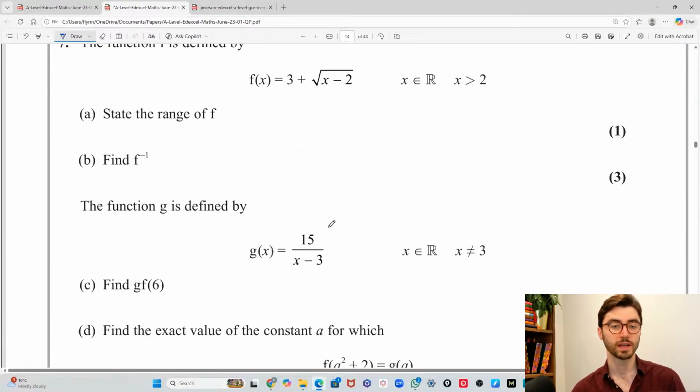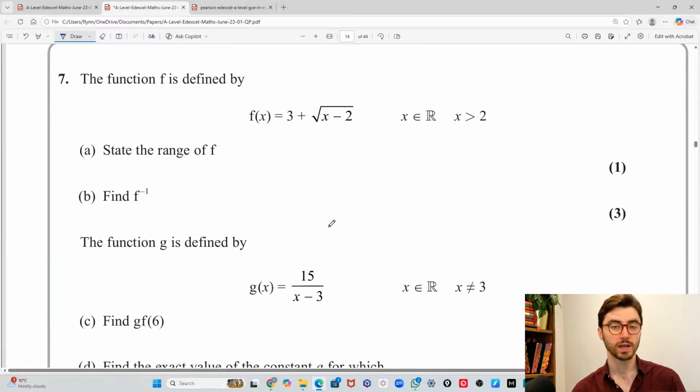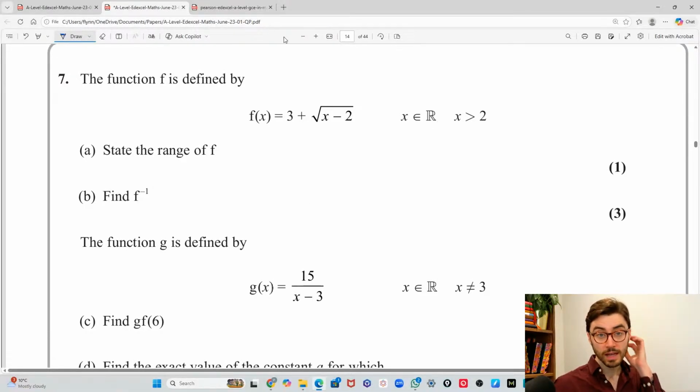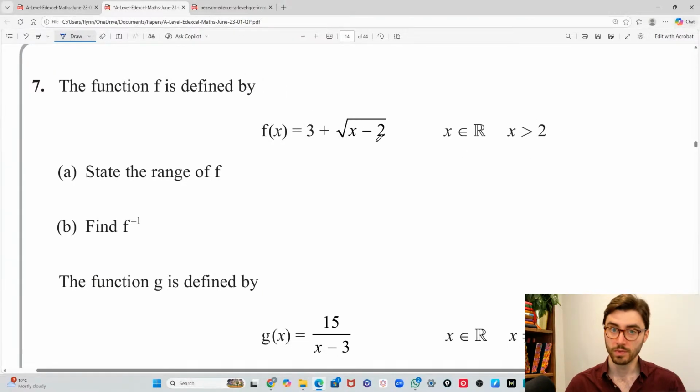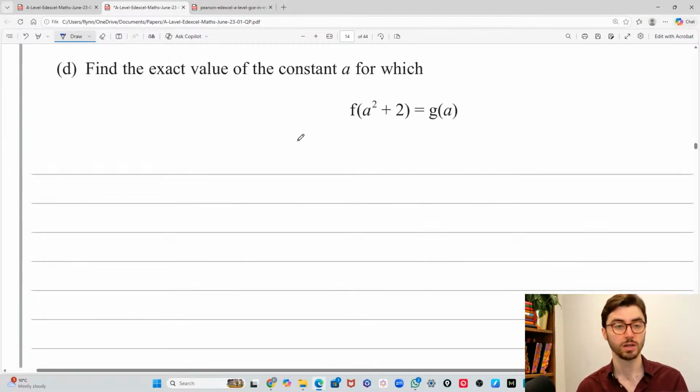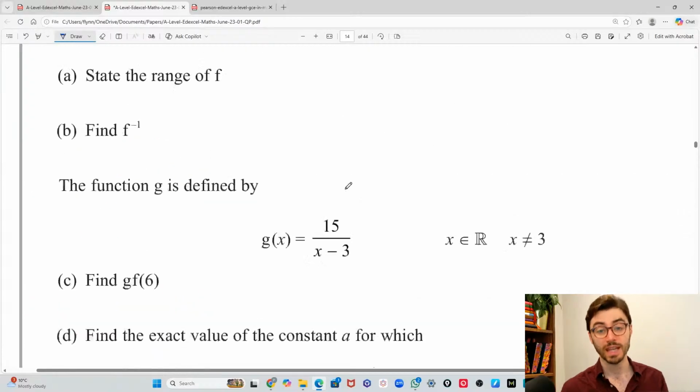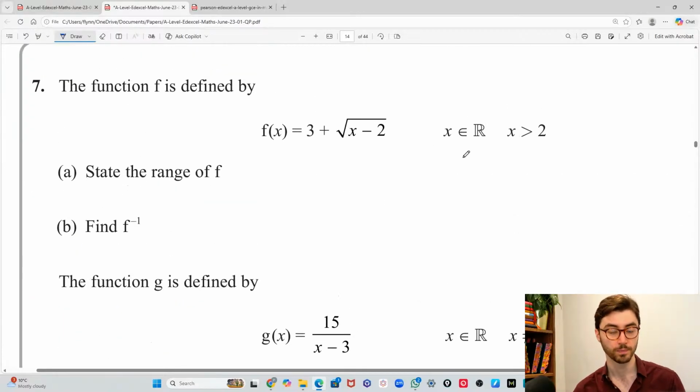Question 7. Domain and function-y things. State the range of f. Well, let's look first at this domain. So we see the domain is limited to x is bigger than 2 because you can't take the square root of a negative number and have a real answer. So here, the minimum this thing can ever get is when x is equal to 2. This would be equal to 0. So every y value is bigger than 3, so that would be the range. So the range, it's f of x must be bigger than 3, and it can never be equal to 3 because x is never equal to 2.